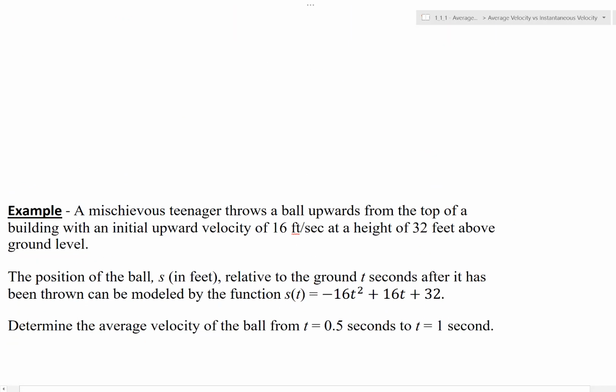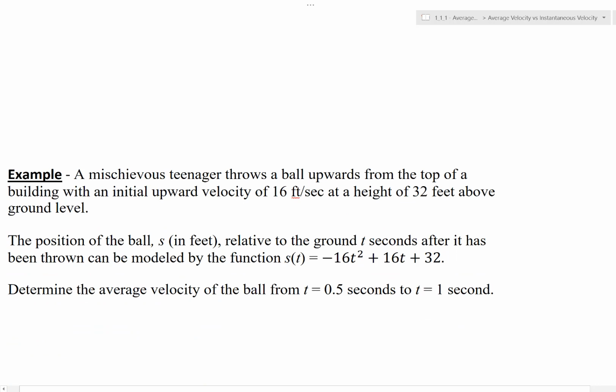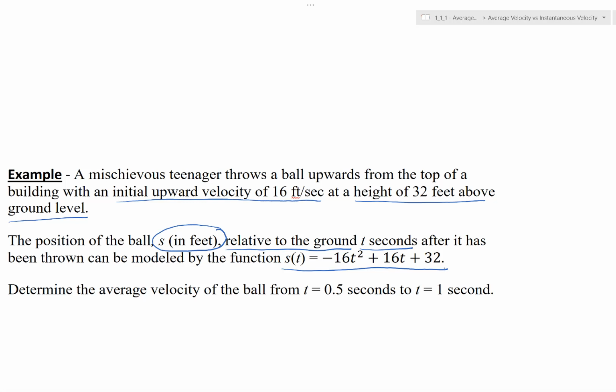Let's look at an example here to get an idea. Got some mischievous teenager here. They throw the ball from the top of a building upwards into the air, and it's known that the initial upward velocity of the ball is 16 feet per second, and this is done from a height of 32 feet above the ground level. Then we can say that the position of the ball, let's say s measured in feet, relative to the ground level, t seconds after it has been thrown, is modeled by this position function here. s of t equals negative 16t squared plus 16t plus 32.